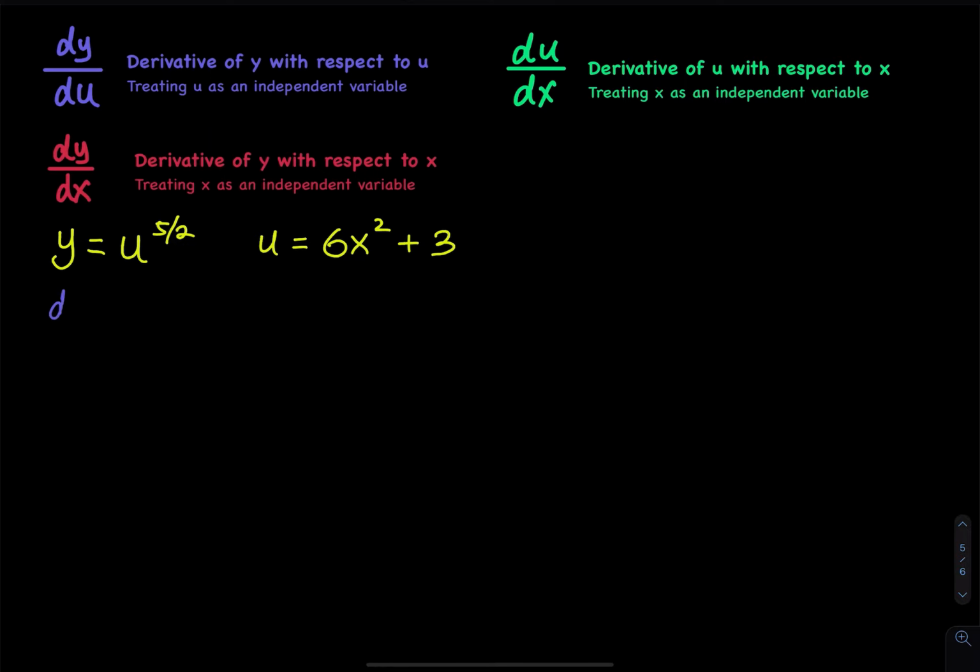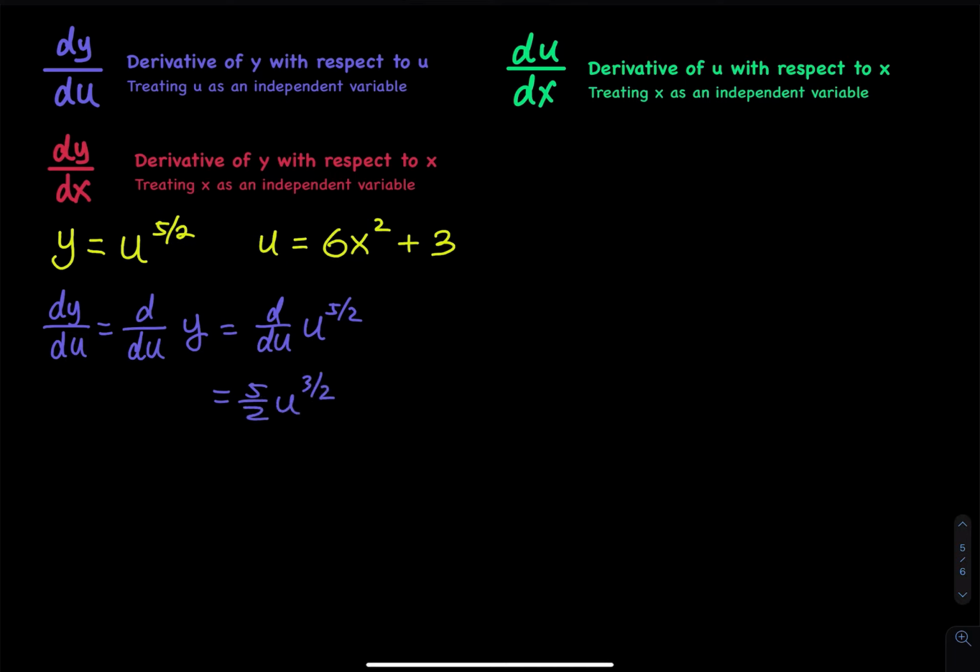So dy/du is another way to write the derivative of y with respect to u. And y is equal to u raised to the 5/2. So d/du of u raised to 5/2, using the simple power rule, you bring the 5/2 down, and then 5/2 minus 1 is 3/2. So that is dy/du.